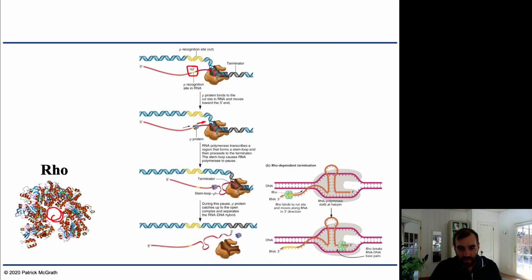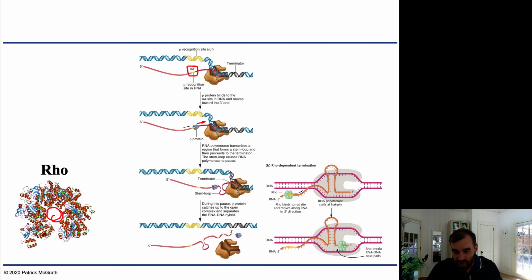So part of what's important for termination to occur is the stem loop, and part of what's important is this binding site so that the rho can bind and then move along the mRNA molecule. So what is a stem loop? This is a visual depiction of what a stem loop looks like. This is in the mRNA sequence. What allows this stem loop to occur is if there are complementary base pairs in the mRNA sequence that allow it to form double-stranded RNA.